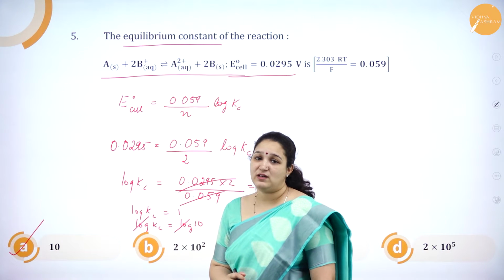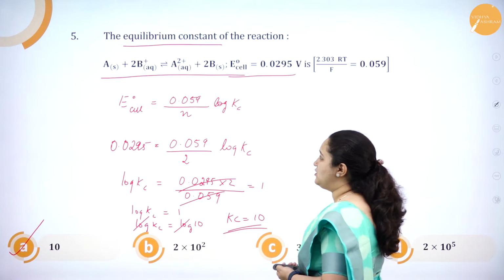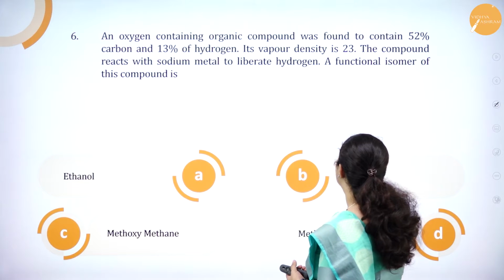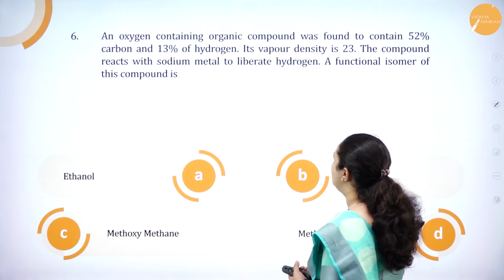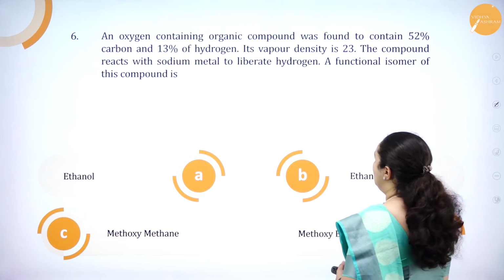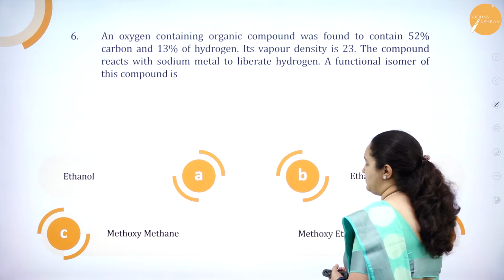So I hope you have understood how to solve this problem. Okay. So we'll go to the next question. An oxygen containing organic compound was found to contain 52% carbon and 13% of hydrogen. Its vapor density is 23. The compound reacts with sodium metal to liberate hydrogen. The functional isomer of the compound is.